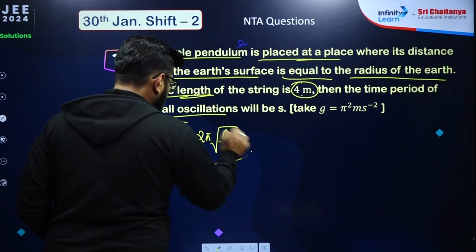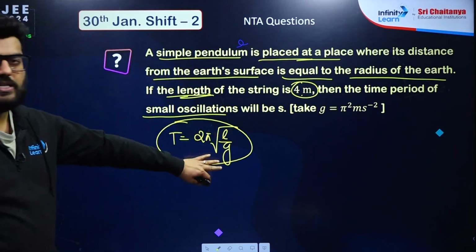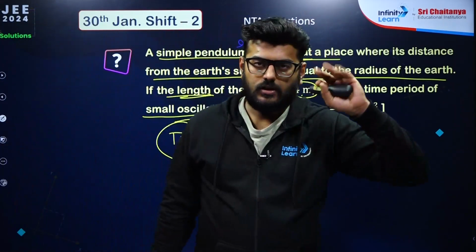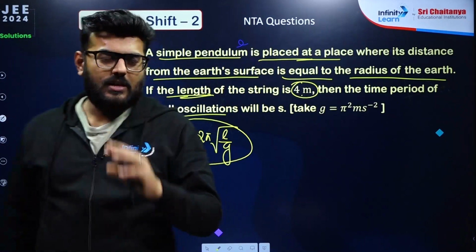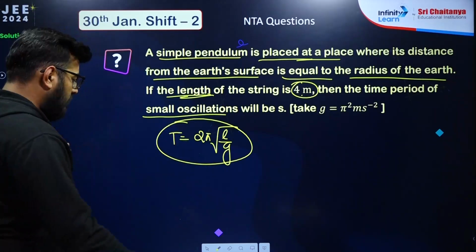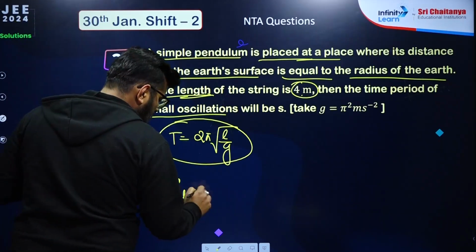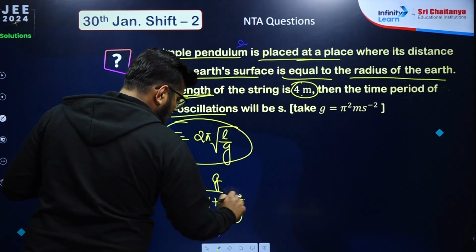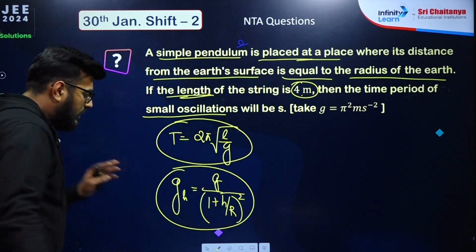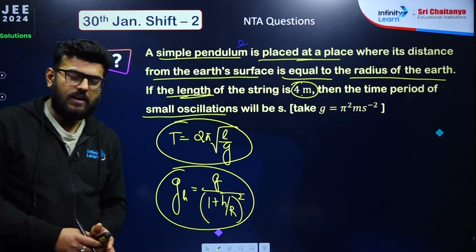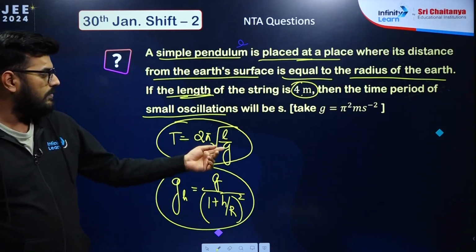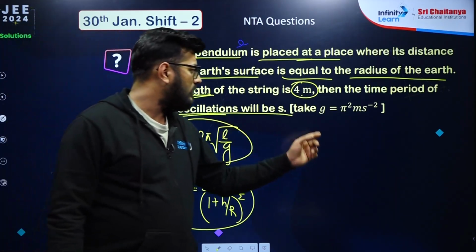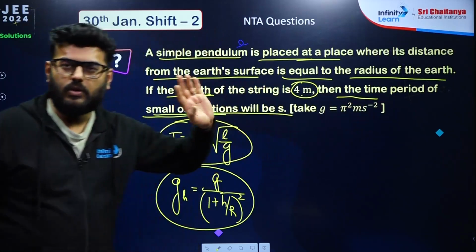Now what is going to happen is, at the surface of Earth it's going to be g, but at a height equal to the radius of Earth above the surface, obviously the acceleration due to gravity will change, and the formula which will help you find it is g divided by (1 + h/R) whole squared, right? Yes sir. So you need to find this g value at a height h, and when you place it over here you will get the value of time, so that is the time period of the small oscillation which we need to calculate.